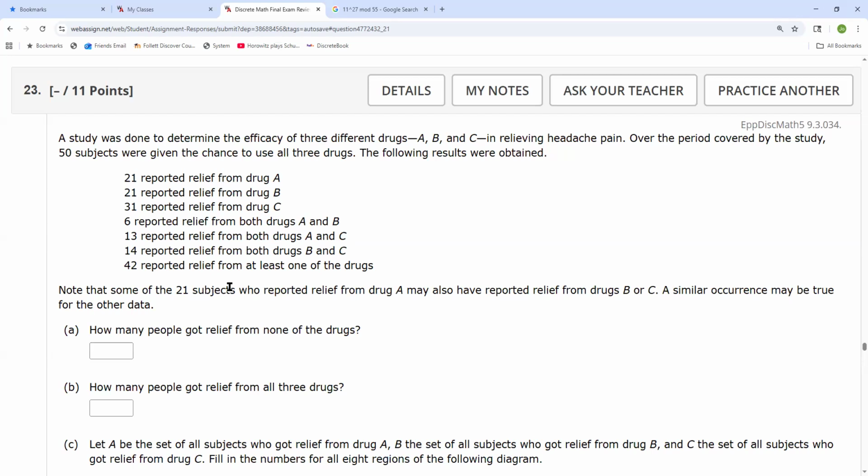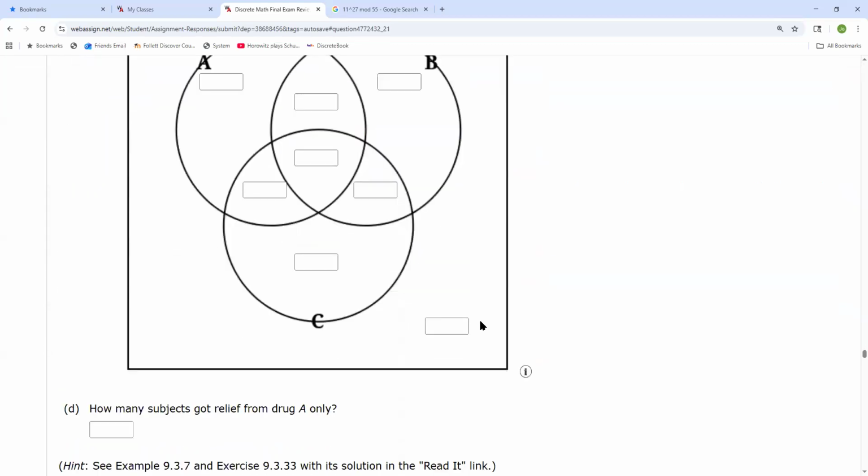How many people got relief from none of the drugs? That's a critical question. Well, look, 42 people got relief from at least one drug, and there were 50 people total. So that means that 8 people were left. There are only 8 people left who did not get relief from at least one of the drugs, which means that those 8 people got relief from none of the drugs, right? So let's go ahead and fill out this diagram down here.